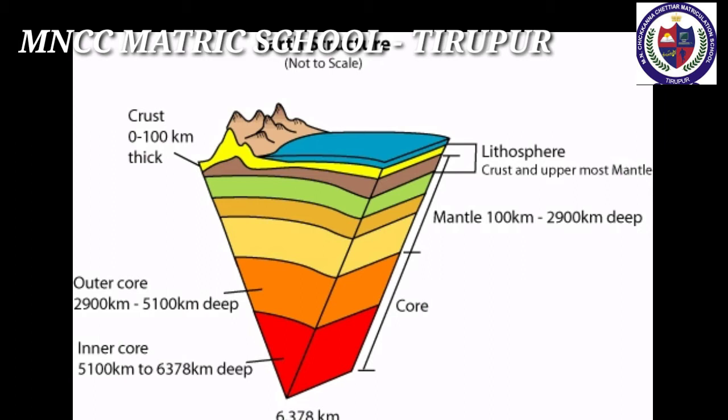The lower part is a continuous zone of denser basaltic rocks forming the ocean floors, comprising of silica and magnesium. It is therefore called as Sima. Si for silica and Ma for magnesium. It has an average density of 3.0 gram per centimeter cube. The Sial and Sima together form the Earth's crust.